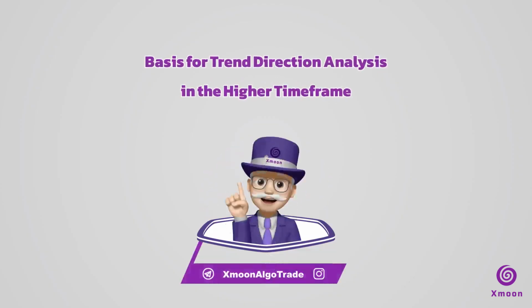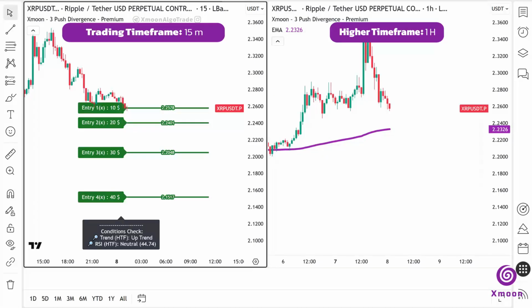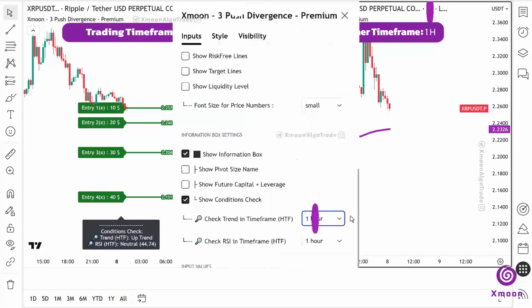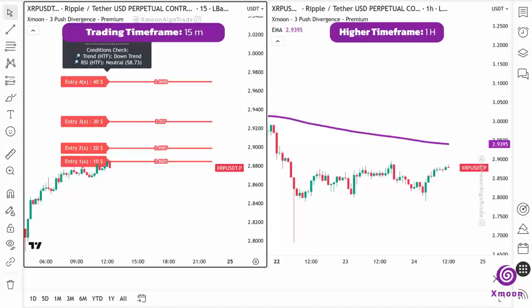The basis for analyzing the trend direction in a higher time frame. Finally, it's good to know what determines the trend's direction in a higher time frame. Xmoon determines this based on the price's position relative to the 200 candle moving average indicator, or MA200, within the same higher time frame. If the price is positioned above the MA200, the market trend is considered bullish and an uptrend. Conversely, if the price is found below the MA200, the market trend is identified as bearish and a downtrend.